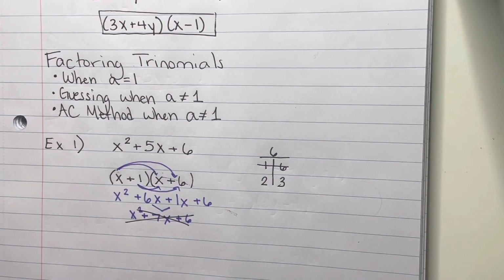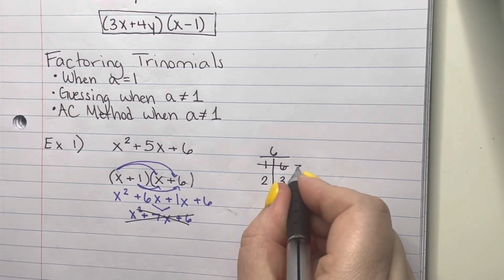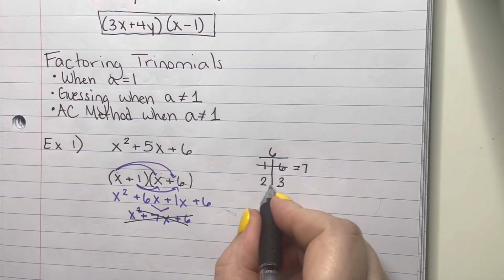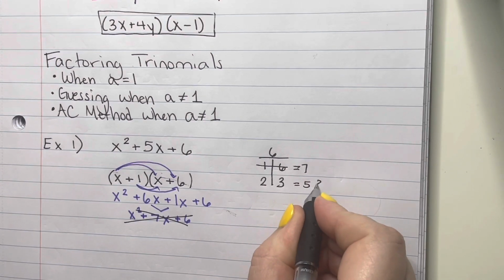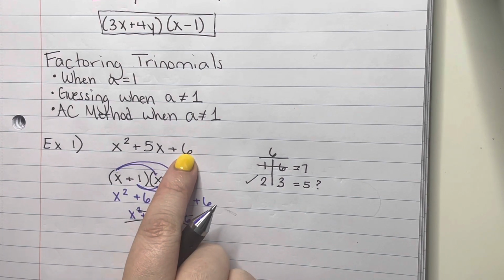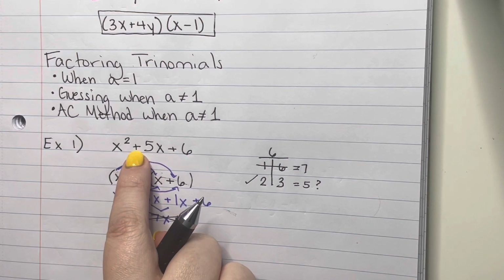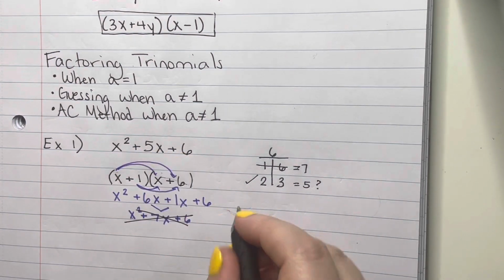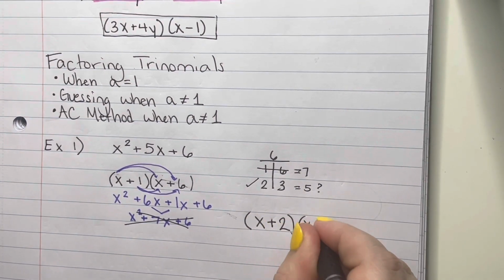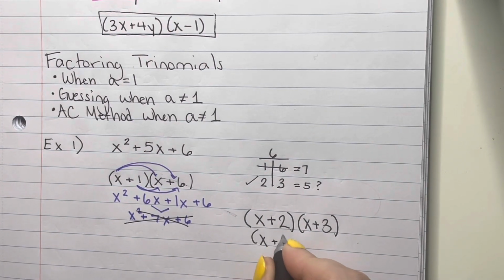So this is not the correct factor. And in fact, we can make a conclusion. This is not correct because 1 plus 6 equals 7, not 5. Does 2 plus 3 equal 5? Yes. The best factors are those that multiply to be the last term and add to be the middle term. So the correct factors for x squared plus 5x plus 6 are actually x plus 2 and x plus 3. Now keep in mind, you can flip this order and it's still a correct solution.